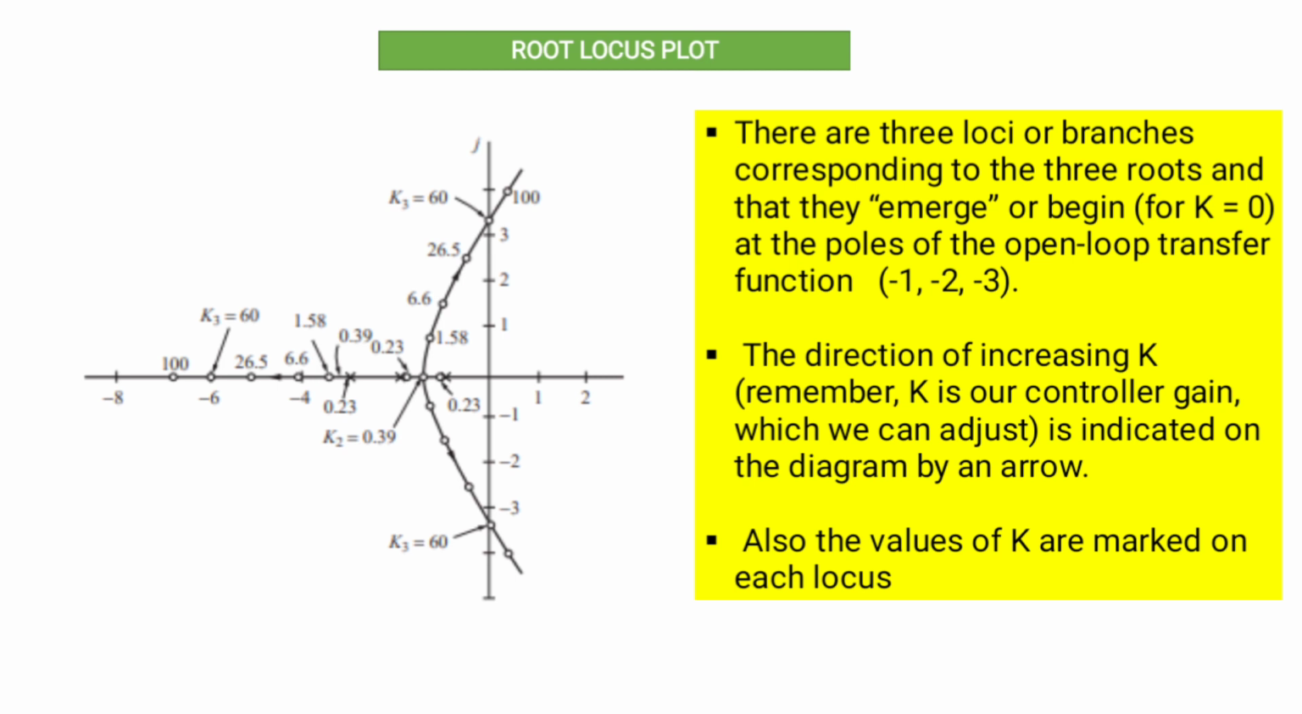When k equal to 1.58, 6.6 and 26.5, R2 and R3 are equal. When k equal to 0, we have only real numbers. K equal to 0.23, real numbers. K equal to 0.39, we have real numbers.